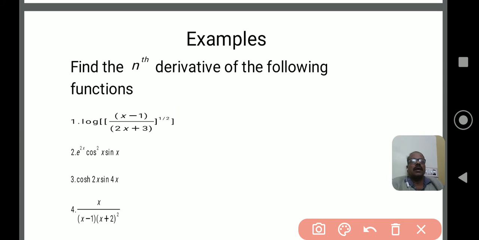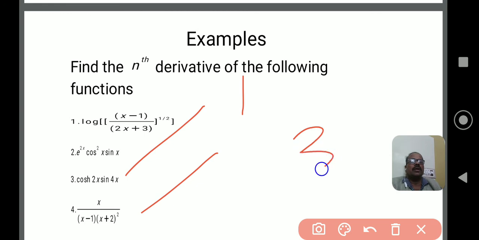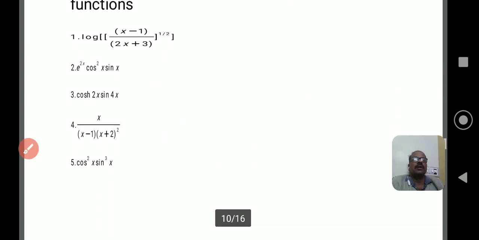Okay, next again it is a partial fractions problem: x divided by (x minus 1)(x plus 2) whole square. The degree of the numerator is 1, the degree of the denominator is 3 here, because (x plus 2) whole square means x square into x becomes x cube. It is a proper fraction. Directly find the nth derivative of this function.